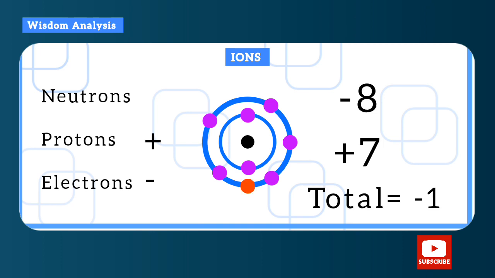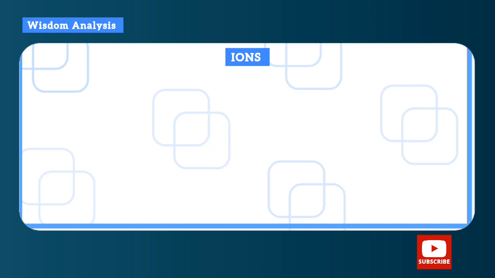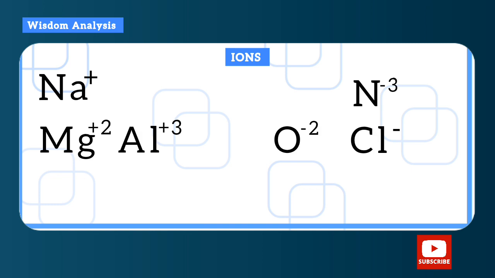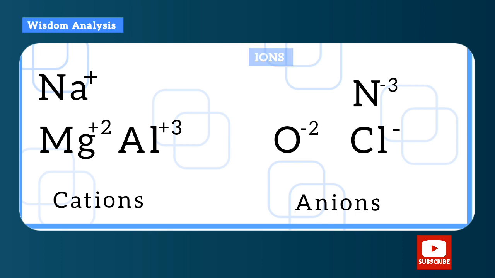If it gains 1 electron, total charge becomes -1. If it gains 2 electrons, total charge becomes -2. If it gains 3 electrons, total charge becomes -3. So if it gains, it is minus. If it loses, it is plus. So you can see that the atoms on the left have lost electrons and the atoms on the right have gained electrons. So the positive ions are cations, the negative ions are called anions.